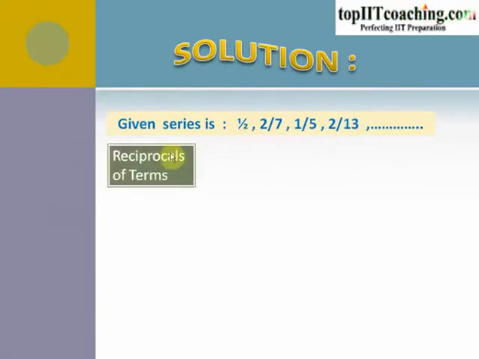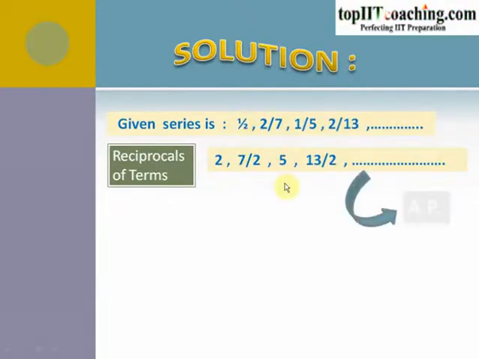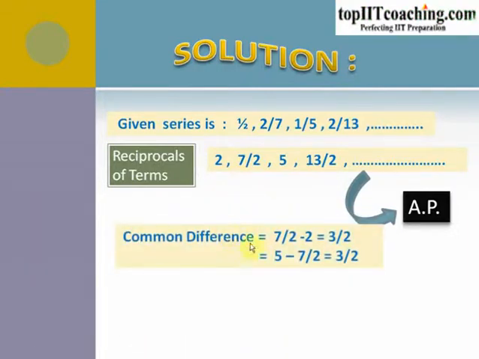Now, what we do is we find the reciprocal of these terms. The reciprocals would be 2, 7 by 2, 5, 13 by 2 and so on. Now, this is an AP. Why? Because the difference between the successive terms is constant. So your common difference is equal to 7 by 2 minus 2, which is equal to 3 by 2. Also the difference between 5 and 7 by 2 is equal to 3 by 2. Thus the common difference of this AP is equal to 3 by 2.